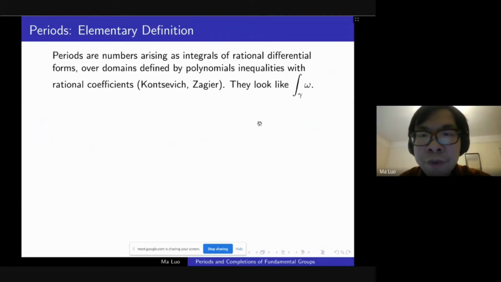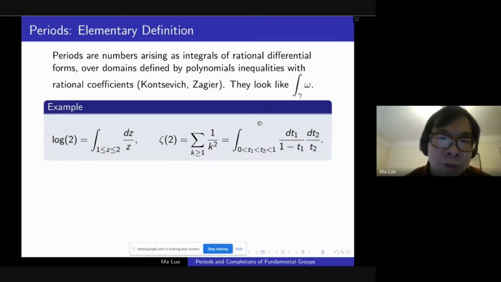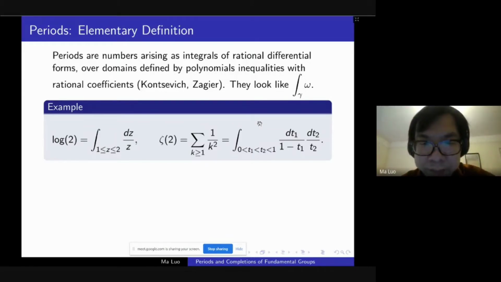And I gave you two examples which are transcendental numbers. One is log 2, the other is zeta 2, which is a special value of the famous Riemann zeta function. And it can be written as an integral in this form.